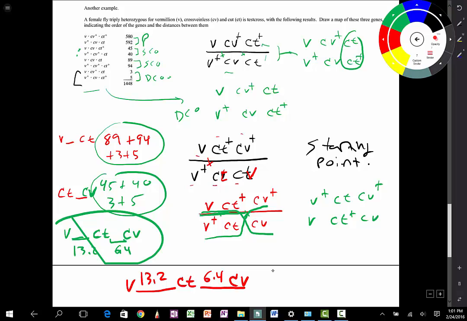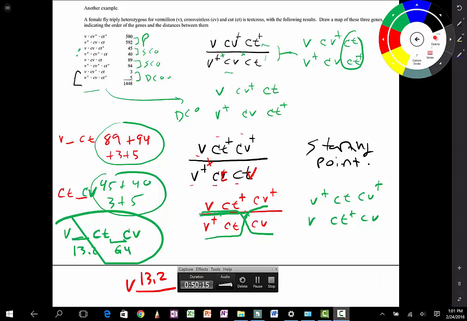Alright, so I'll stop that there. We can do another little one that shows how the chromosomes are involved in double crossovers and that sort of thing.